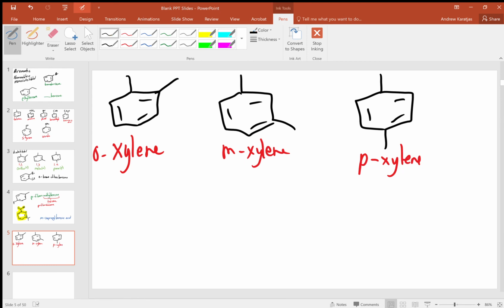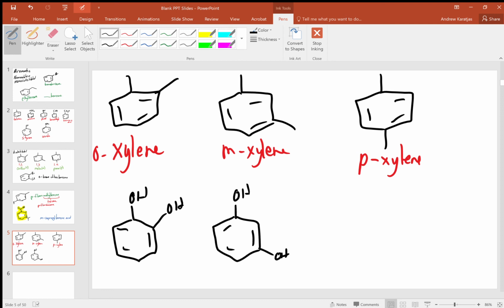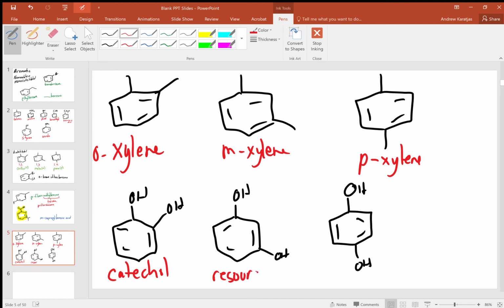The more complicated one is having two alcohols. So if the two alcohols are ortho to each other, it's known as catechol. If they're meta, we have resorcinol, and if they're para, it's known as hydroquinone. All right, so that's our disubstituted aromatic nomenclature.